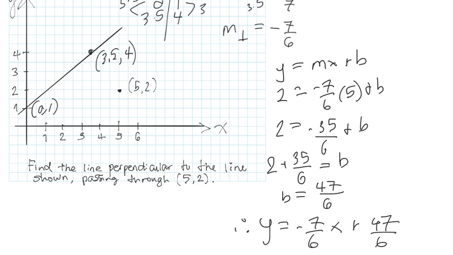Now, unfortunately, I can't graph that because the intercept 47/6 is off my scale. I suppose I could start at the point that I was given and work backwards using the slope: go up 7 and left 6. That would be okay. I would have a few more points that way. But in this case, this is all I want, my equation.